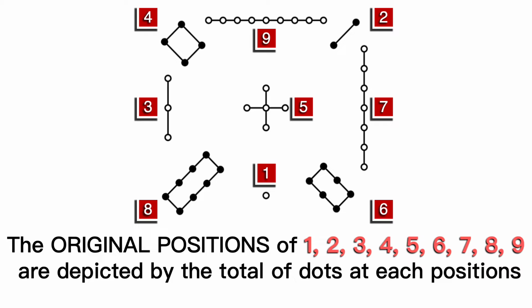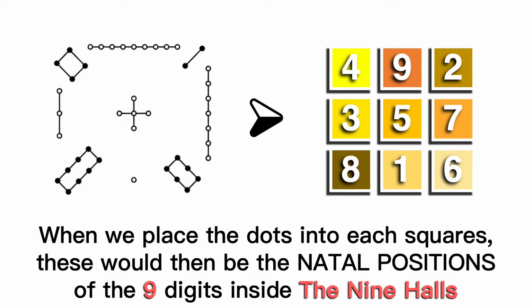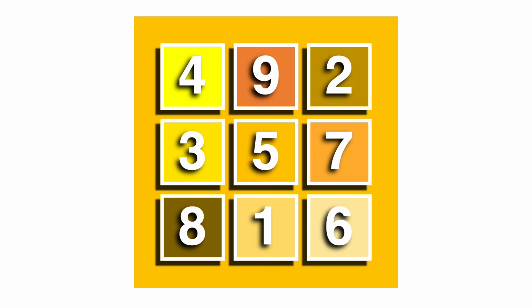The original positions of the 9 digits are depicted by the total of dots at each position. You can see 5 at the center, 9 at the center top, 1 at the bottom center. When we place these dots into each square, these would then be the natal positions of the 9 digits inside the 9 halls. Here is the summary of all the 9 digits within the 9 halls or the 9 squares.